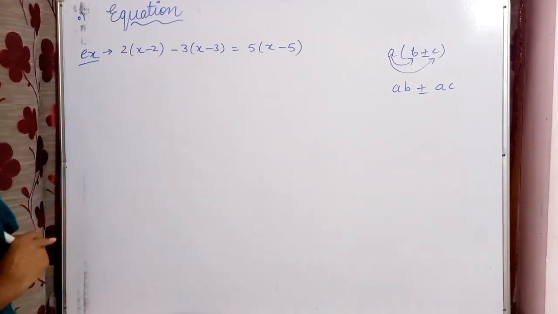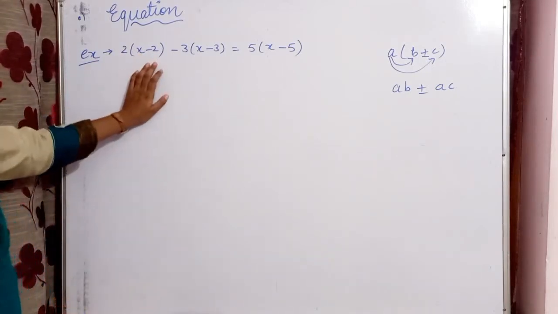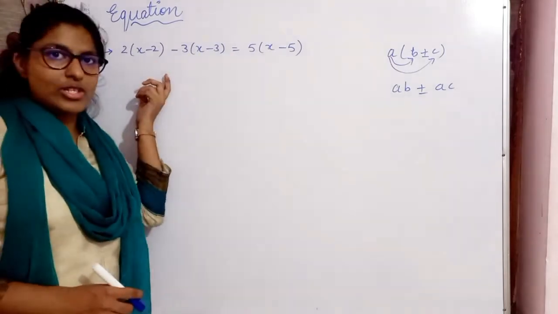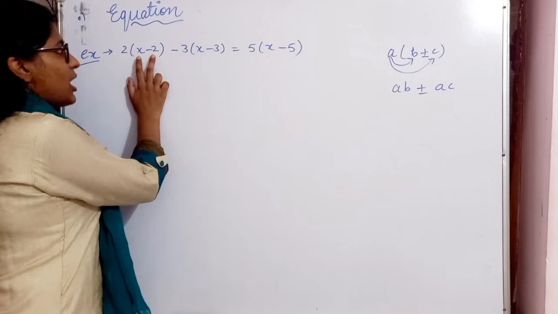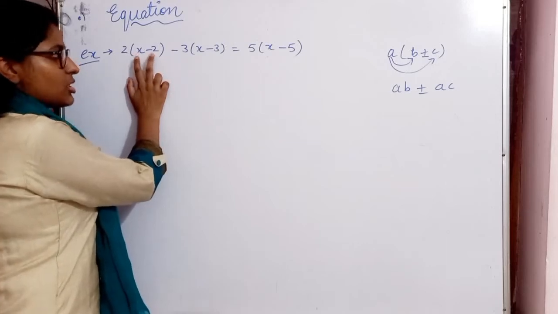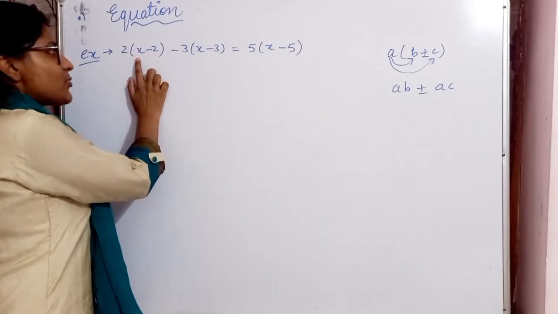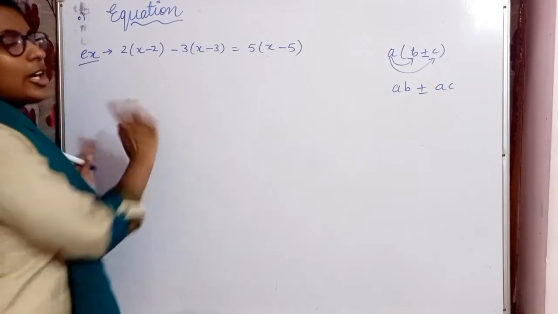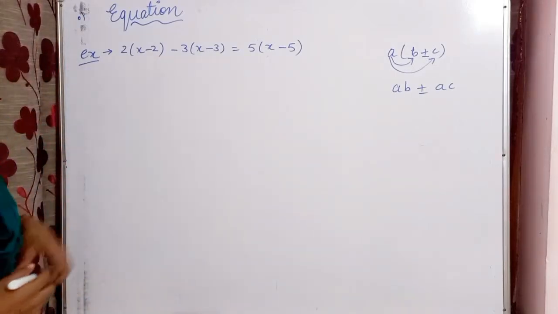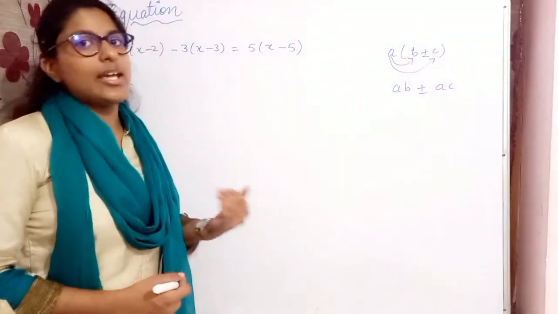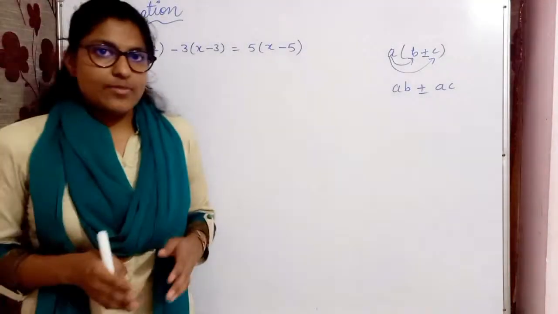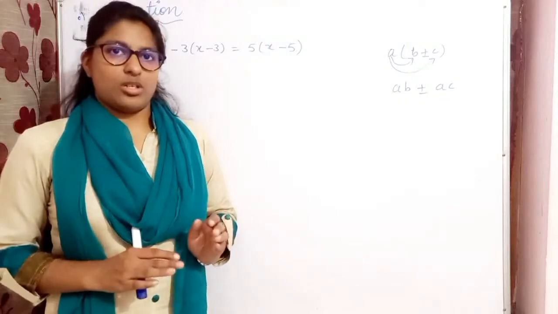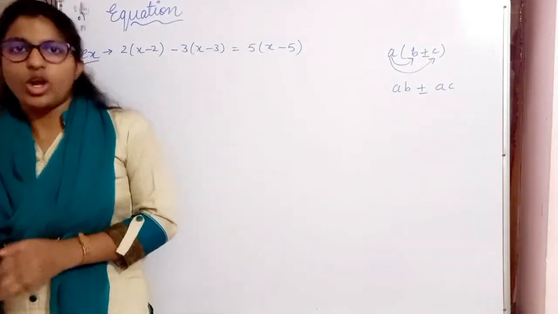Now some students may think, ma'am, we always solve the small bracket first. But these both are not like terms. One is a variable, one is a number, so we can't add them. Like terms can be added, unlike terms can't be added or subtracted. Again I am telling you, like terms can be added or subtracted, but unlike terms can't be added or subtracted.